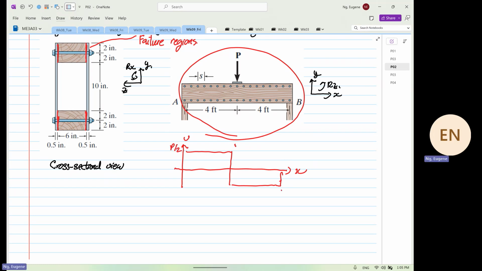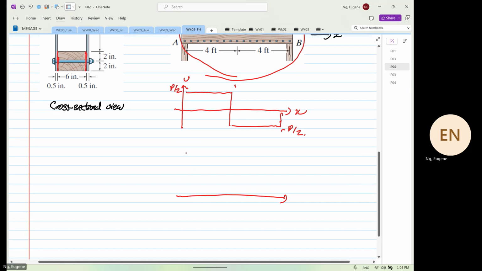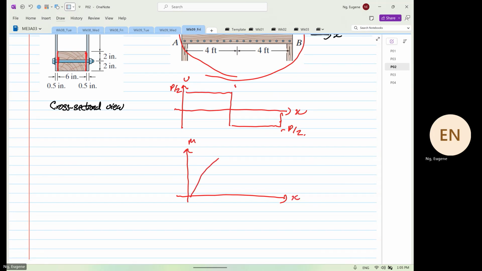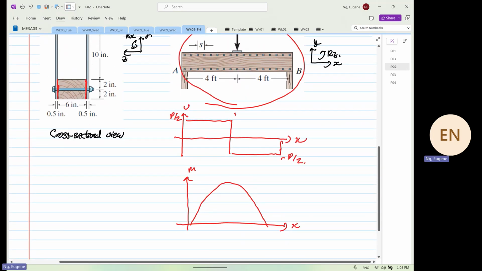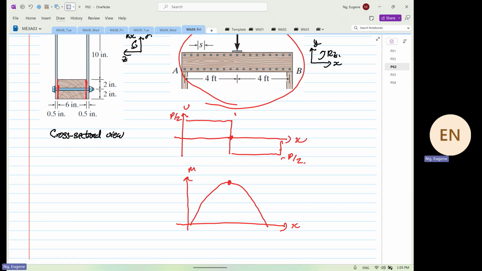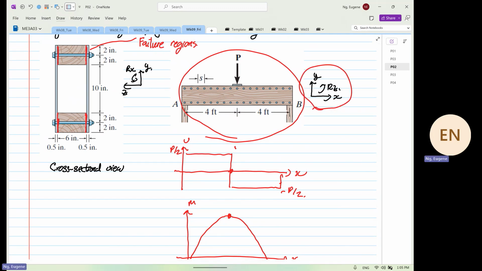So this is P over 2. Over here is minus P over 2, right? If we were to construct the bending moment diagram, we know the bending moment diagram looks like this. So where will failure occur? At this point. Yes or no? The shear force and bending moment diagram just show you the failure in what view? The XY view.